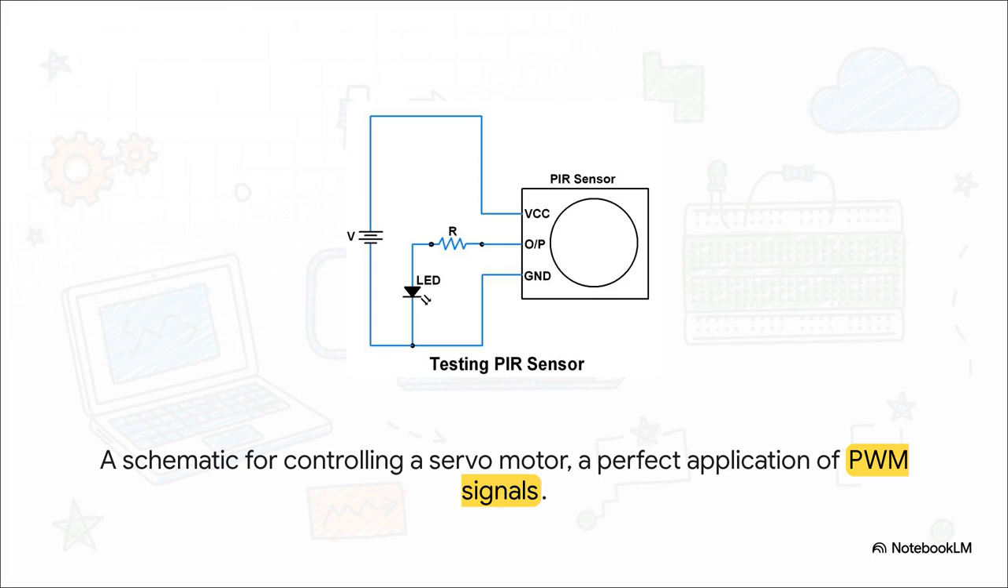So, what's a perfect real-world example of this? Controlling a servo motor. Servos are interesting. They don't care about the average voltage. They care about the width of the pulse you send them. For most standard servos, a pulse that's 1 millisecond long tells it to go all the way to one side. A 2 millisecond pulse sends it to the other extreme, and a 1.5 millisecond pulse puts it right in the middle. You have to send these pulses over and over, and those hardware timers we just talked about, they are perfect for generating these signals with pinpoint accuracy to control a servo's angle.